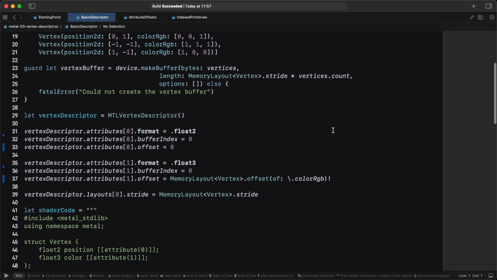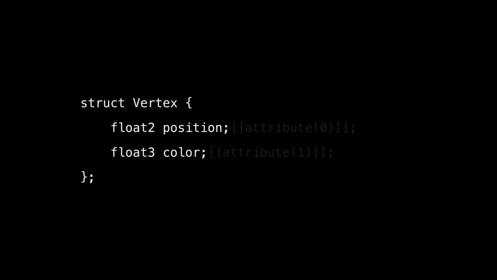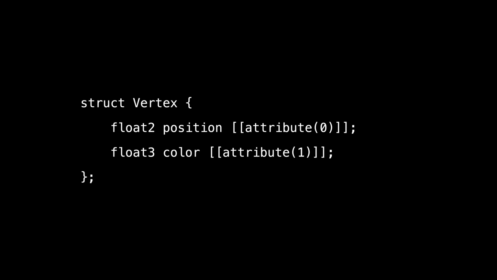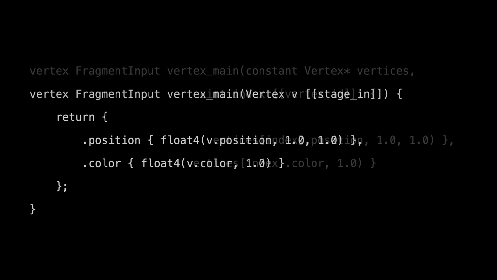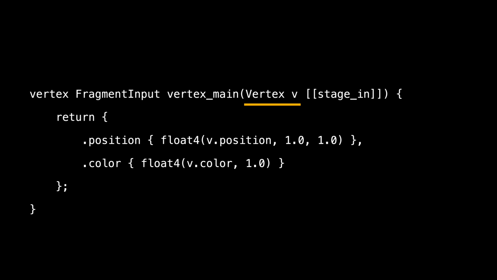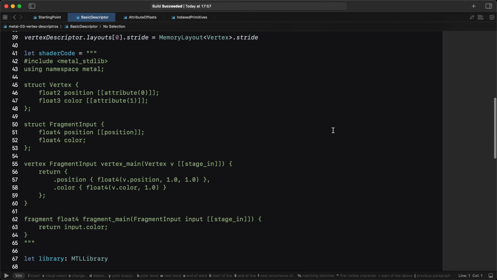The shader code also requires changes. Let's take a look. First, the vertex structure needs attribute annotations. Then the vertex main function. Instead of an array and an index, we only need a vertex. Thanks to the [[stage_in]] annotation, the Metal pipeline will prepare the vertex instance according to our vertex descriptor for each call of this function. This vertex object is also used in the return statement. And here's the complete shader code.